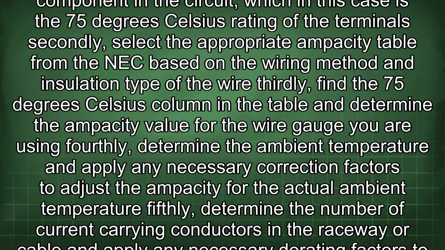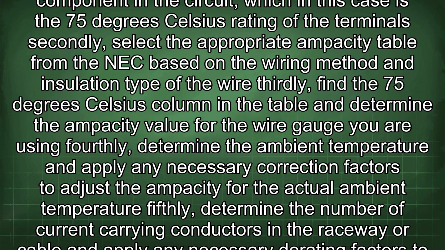In summary, to calculate the wire ampacity in your situation, you would follow these steps. Firstly, identify the lowest temperature rating of any component in the circuit, which in this case is the 75 degrees Celsius rating of the terminal. Secondly, select the appropriate ampacity table from the NEC based on the wiring method and insulation type of the wire. Thirdly, find the 75 degrees Celsius column in the table and determine the ampacity value for the wire gauge you are using.